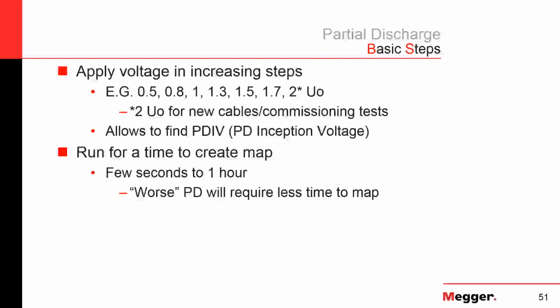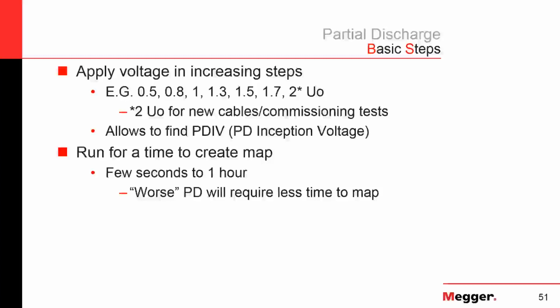As you're increasing the voltage there, you'll come to a point where you need to create a map to locate the point on the cable that the partial discharge is. And this can take anywhere from a few seconds to an hour to create this map. Partial discharges that are more severe are easier to detect and they require less time to map.